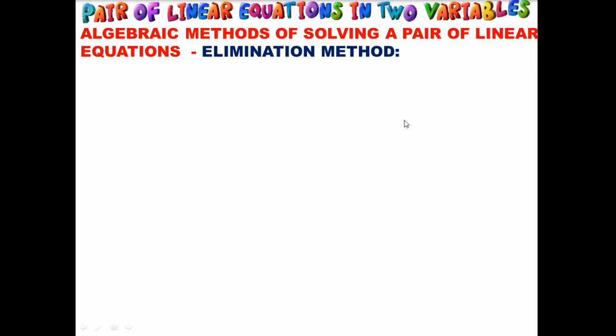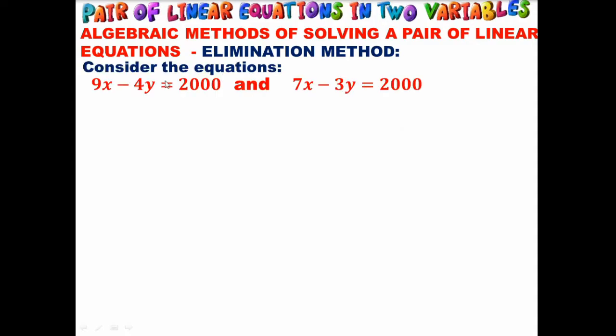Okay, now let's consider the equations 9x minus 4y equals 2000 and 7x minus 3y equals 2000. So these are the two equations. I'm going to solve them using the elimination method. Now let's see the step-by-step procedure of the elimination method.